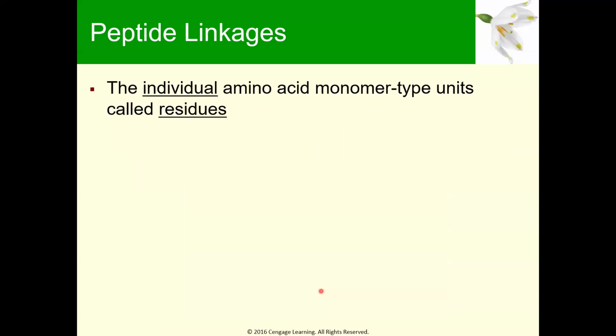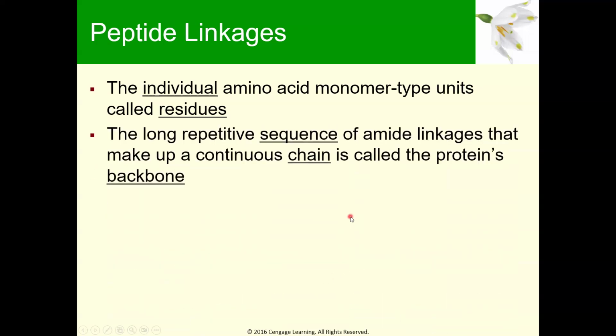All right. So, more terminology: you take the amino acids and use them as building blocks for proteins. The correct word for that is residue. The individual amino acid monomer-type units are called residues. And as I said before, if you connect those together, that sequence gives us this long continuous chain of those amide functional group bonds. That's what we call the protein's backbone.